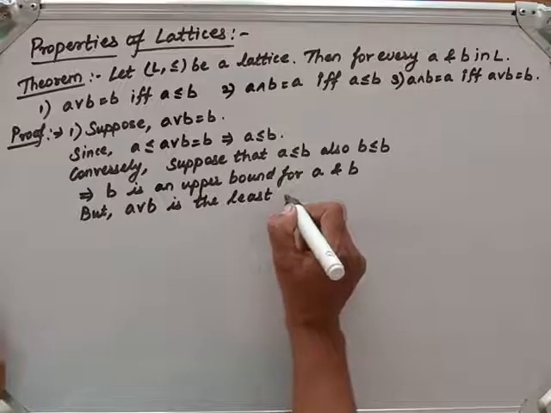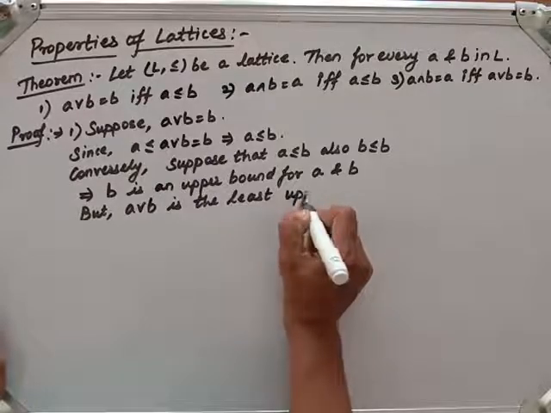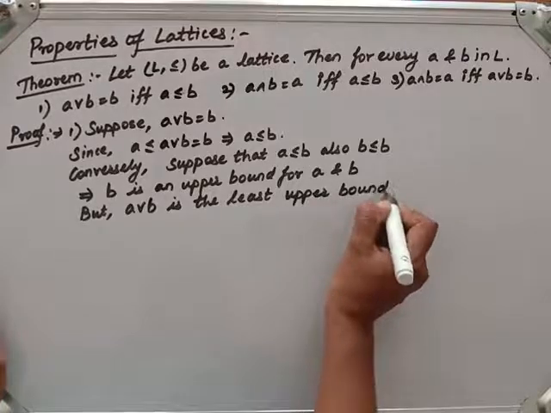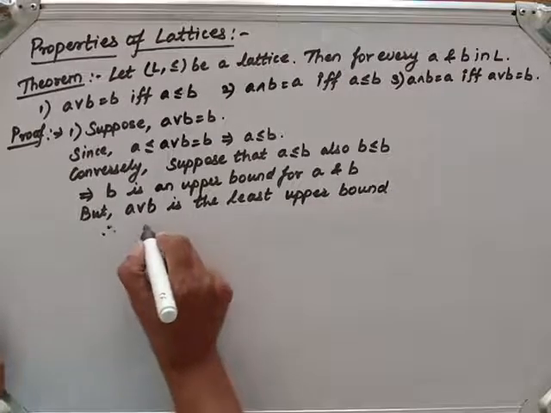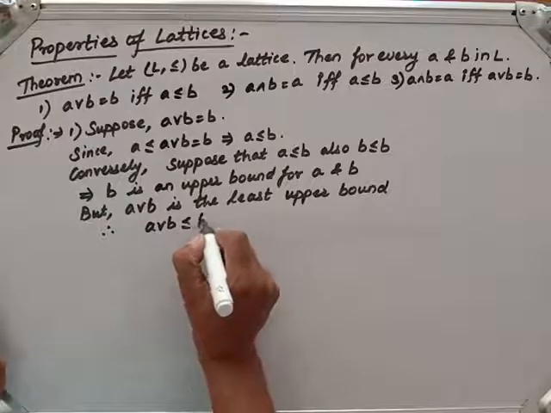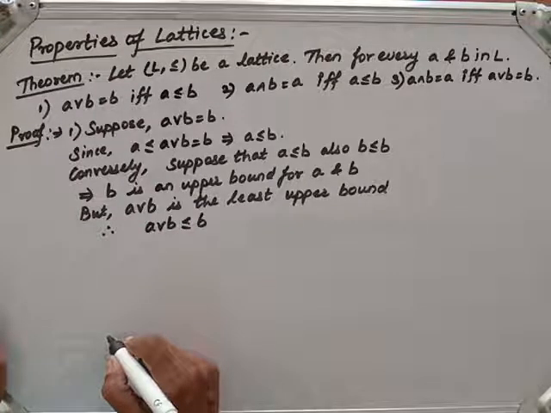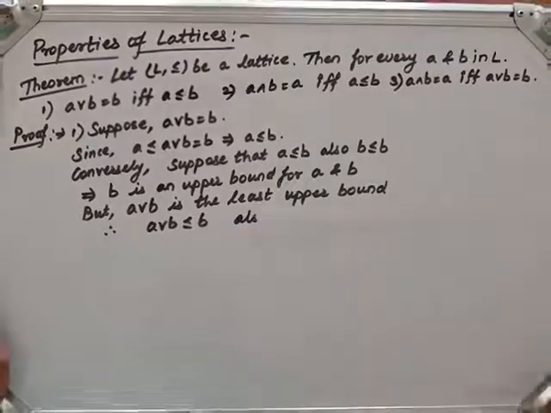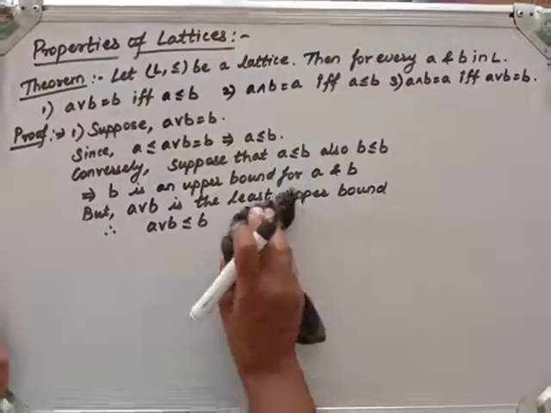Is the least upper bound. Therefore, what does this say? A join B related to whom? B. A join B related to B. Also, A join B related to B.